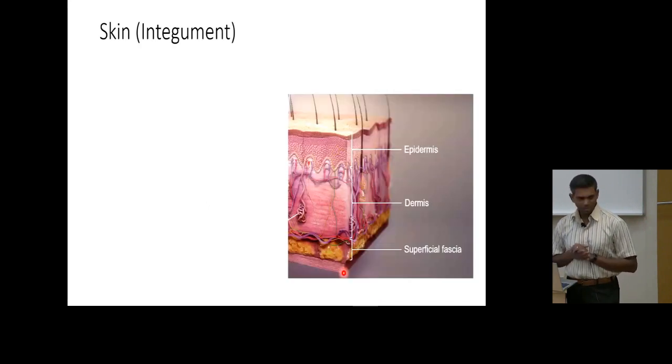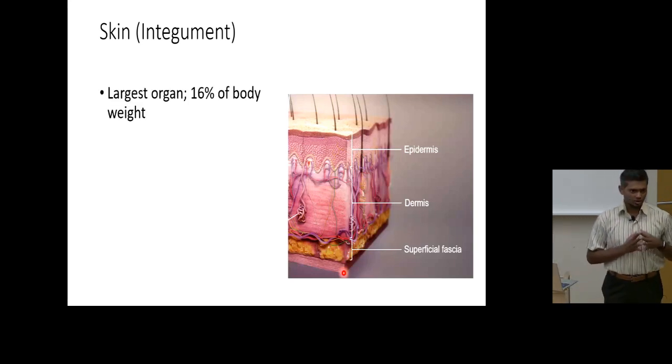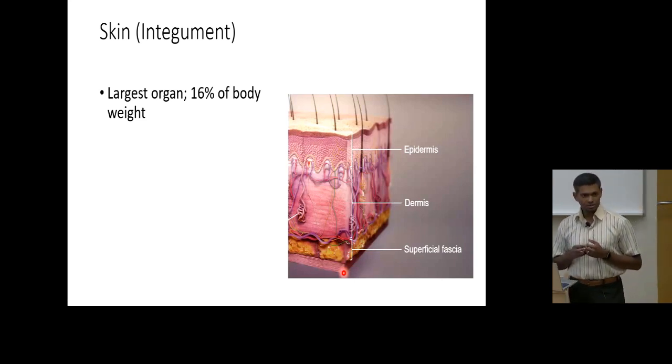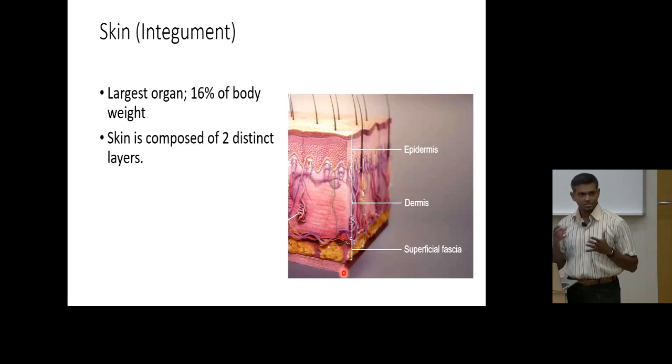Okay, so when you think about the integumentary system as a whole, it's interesting to note that it is the largest organ in your body. It is going to entail 16% of your overall body weight. And because you have different appendages found in this integumentary system, this is known as your largest organ system as well. It's not just an organ, but it's also part of the largest organ system.